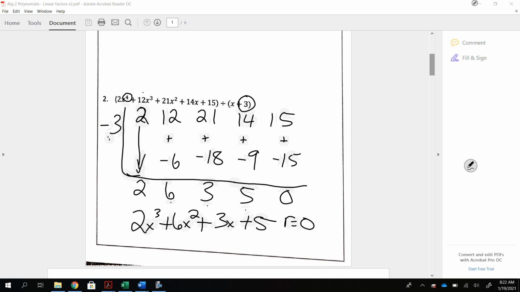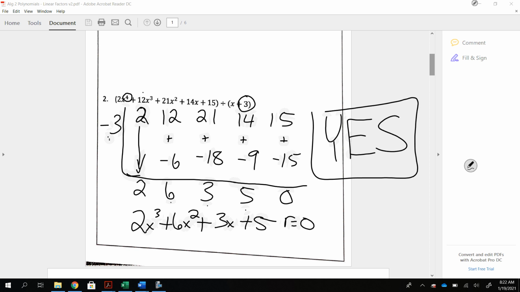So that means, is this a yes or is it a no? Is it a linear factor? Again, according to the notes, if there is no remainder, then the binomial is a linear factor. So you just write yes. And that's it. We're done.